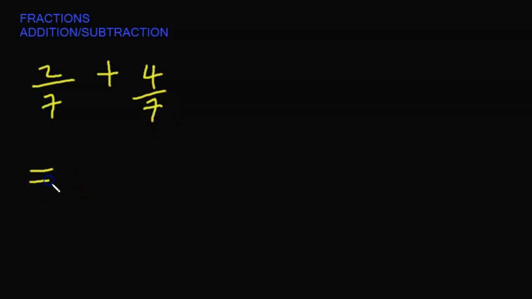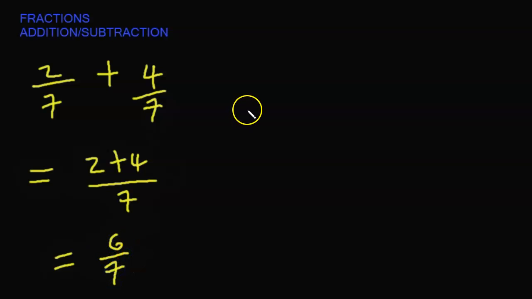Then the general rule is we can just add the numerators as long as the denominators are the same. So 2 over 7 plus 4 over 7, the result is 6 over 7. And that's the basic principle. As long as we have the same denominators, the numerators can be added.